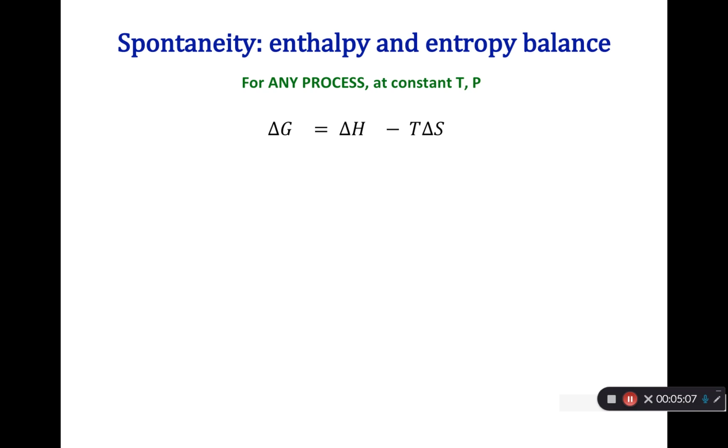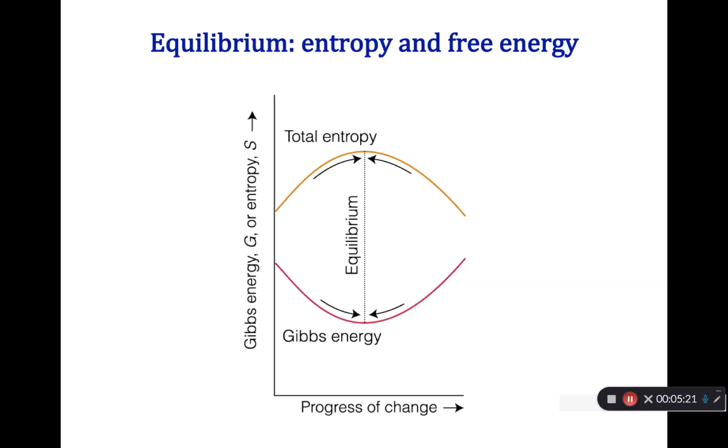So for any process occurring at constant temperature and pressure, the spontaneity is described by a balance between the change in entropy and a change in enthalpy, especially for biological systems. And I will show you a couple of examples of this. Before that, this is how equilibrium would be achieved. If you have G, or entropy, on the y-axis and progress of change on the x-axis, the Gibbs free energy will be minimum, while the total entropy of the universe will be maximum at equilibrium.